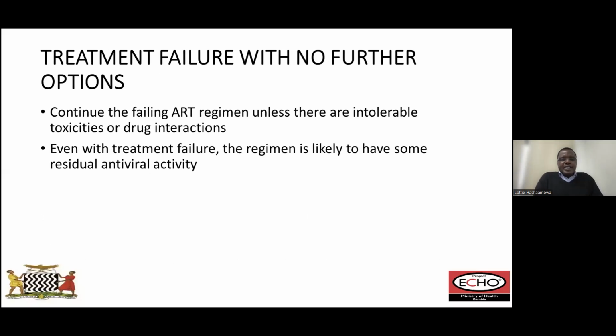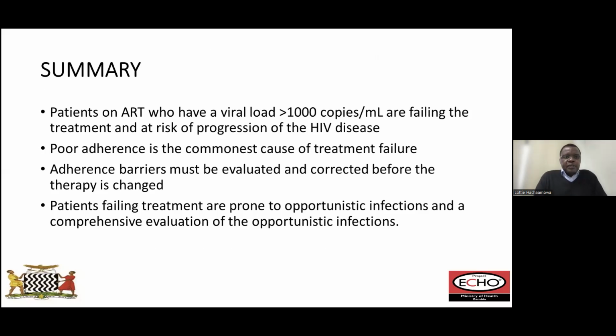Okay, so in summary, what I've been trying to get across is that individuals who've been on treatment for at least 6 months and have a viral load which is above 1,000 copies are failing treatment. They're at risk of progression of HIV disease, and so they must be evaluated for treatment failure. And the commonest cause of treatment failure is poor adherence. So in evaluating all those factors that we mentioned, patient-related, drug-related, and virus-related, the commonest by far is lack of adherence.